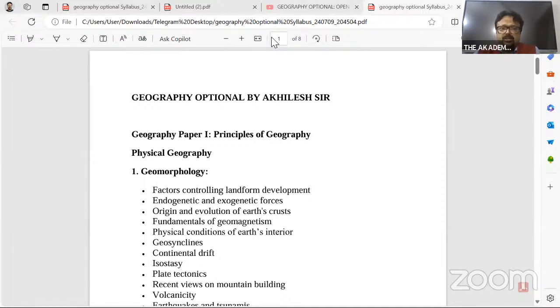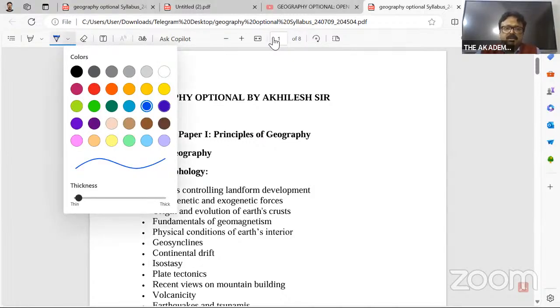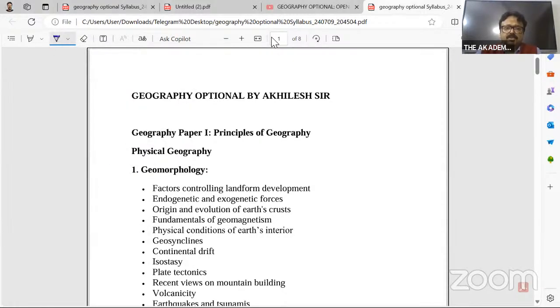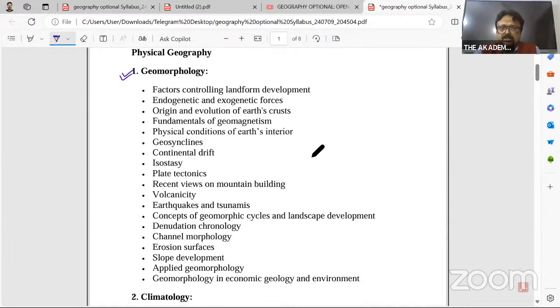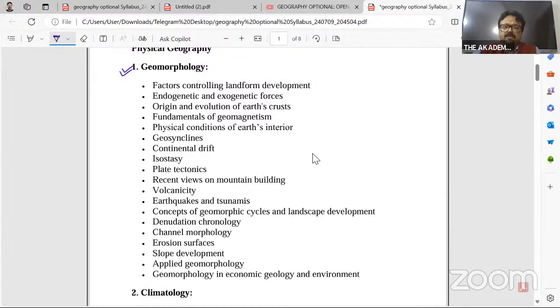So once you start reading it, now this is the physical geography part. And if you see the physical geography part, geomorphology, this is entirely part of your geography while you are preparing your GS. Fine. Let me read it for you. Factors controlling landform development. This is part of your GS. So different types of landforms you need to know.